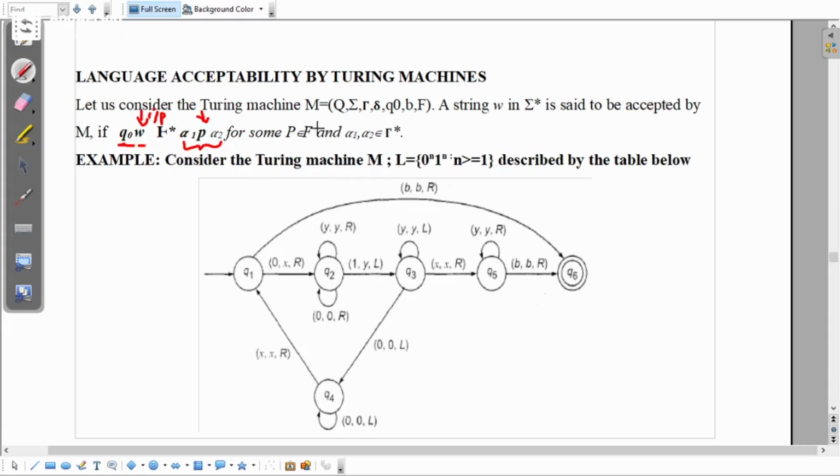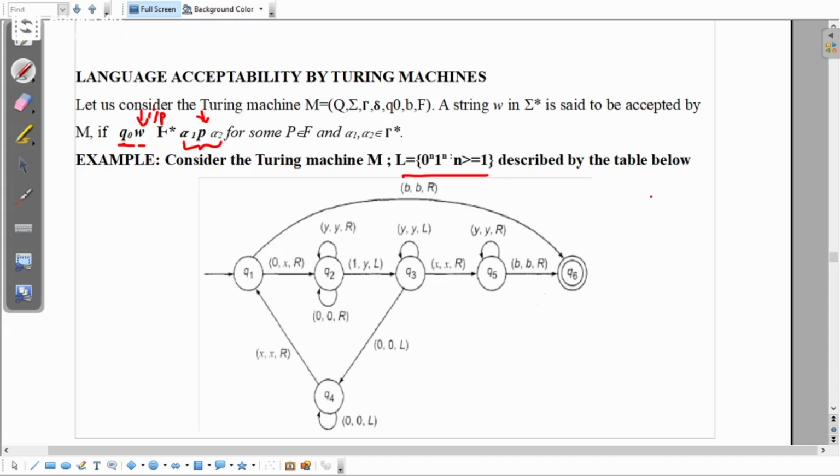Now, to check whether the language is accepted by a Turing machine or not, we are going to construct a machine for the language 0 to the power n, 1 to the power n, such that n is greater than or equal to 1. For this, I am going to construct a Turing machine. Now, what is the idea to construct a Turing machine? How exactly are we going to construct it?